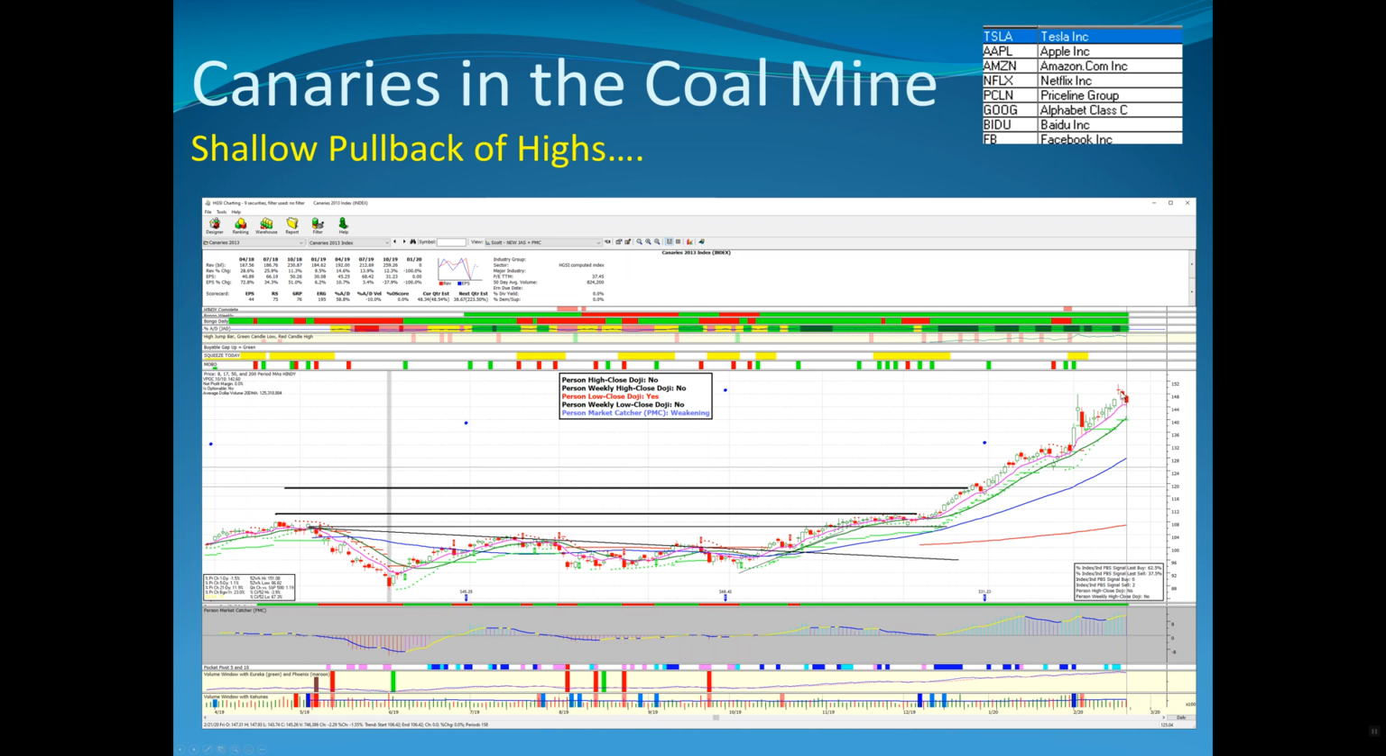You see a high on Wednesday and a shallow pullback on Thursday and Friday. That's even a falling wedge, perhaps, and that's a bullish pattern. It's a flag, whatever you want to call it. It hasn't broken the 8-day exponential yet on a close. Hard for me to be really bearish on that picture.